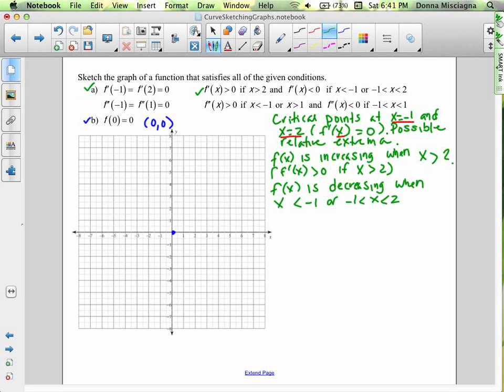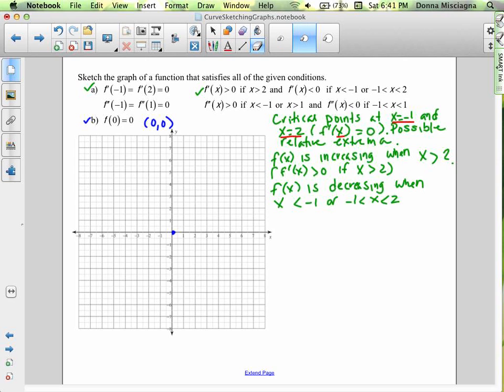Let's make ourselves a little sign chart so that we can make sense of this information. All right, so we have less than -1. That's negative, right? Because we were decreasing, right? So, oh, you know what? I forgot to write one thing in.